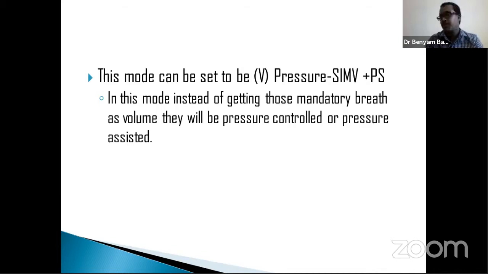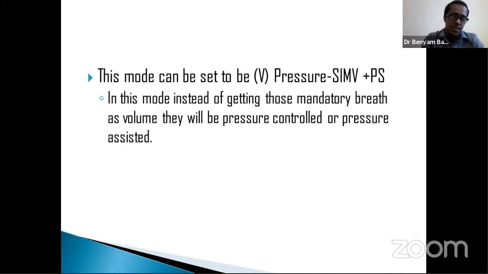So let's say we set a respiratory rate of 12 with a pressure of 14 centimeters of water. If the patient fails to initiate the respiratory rate, you'll get a breath every 5 seconds, supported with the 14 pressure, and you'll have that respiratory rate of 12. If the patient wants to breathe more, he only gets the pressure support, not the pressure delivery. So the patient won't get 14 centimeters of water, but rather the PSV we set.